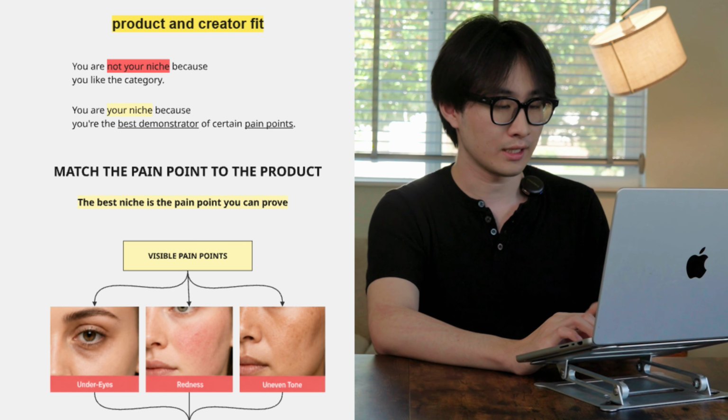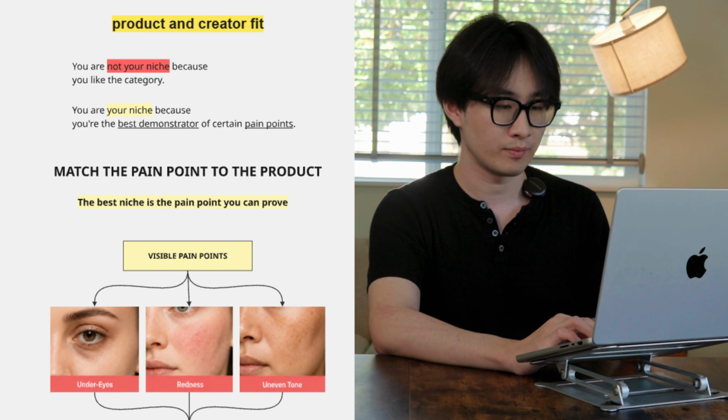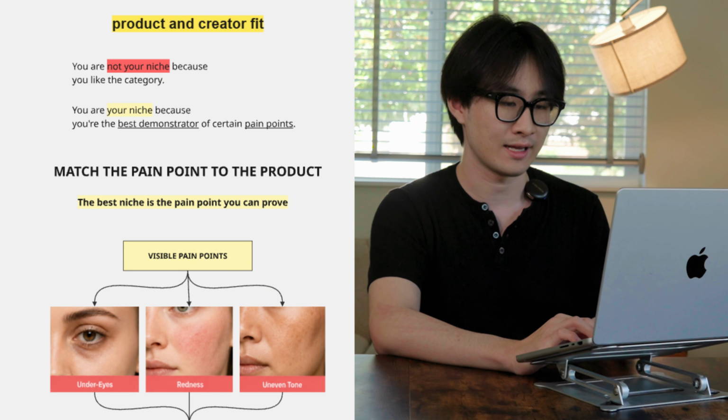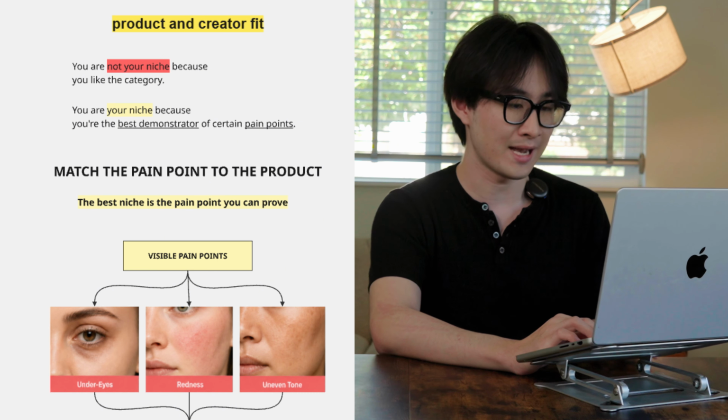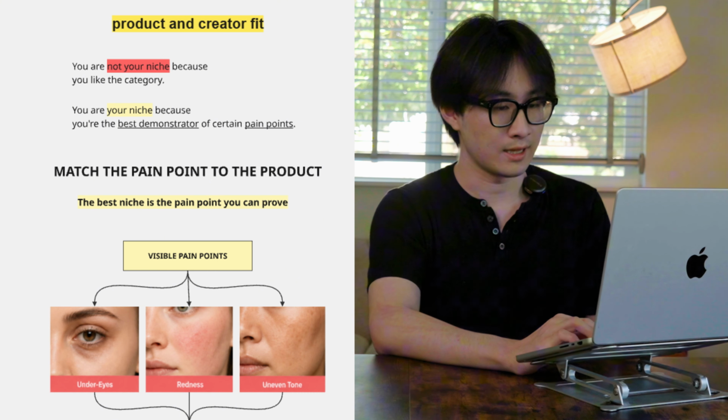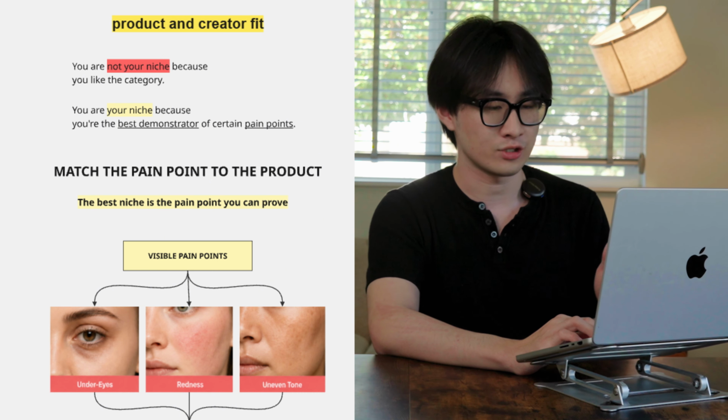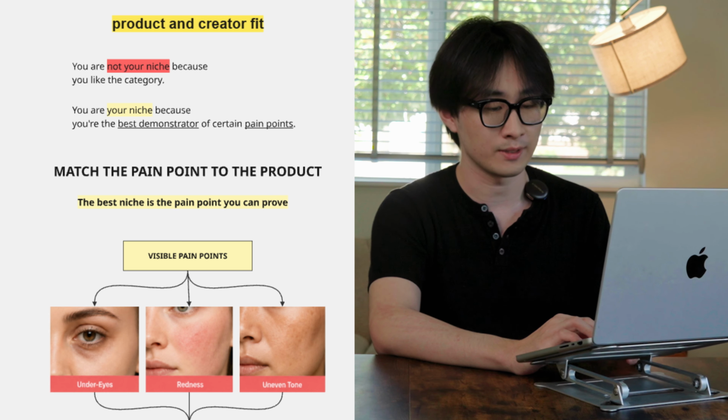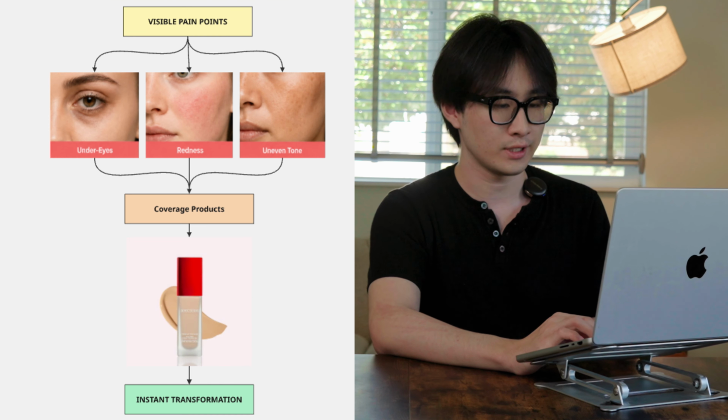And third, product and creator fit. You are not your niche because you like all the products in that category. You are your niche because you are the best demonstrator of certain pain points. And let me explain. First, we know people buy from transformation. That's just the easiest way to make people believe in you. So your biggest insecurities can be your biggest win.